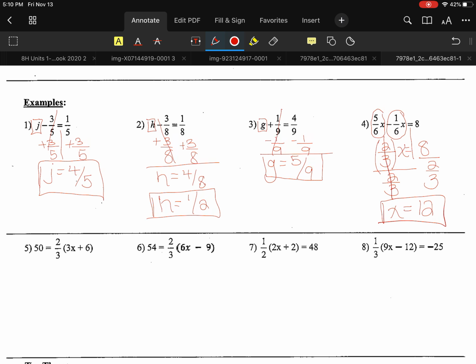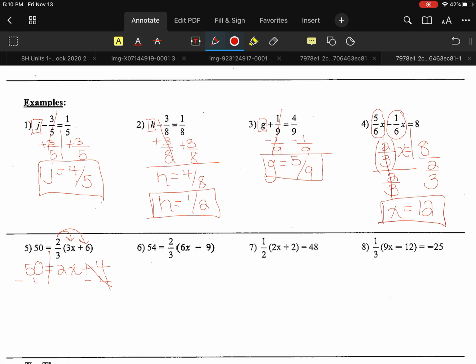Number 5, if you're not comfortable with the 50 being on the left, you can move the equals 50 and put it on the right. I'm just going to leave it where it is. Take what's on the outside and multiply it to the inside. So 2/3 times 3 would give you 2x. Make sure you try it, not just copy. 2/3 times 6, that would give me 4. And it's still equal to the 50.